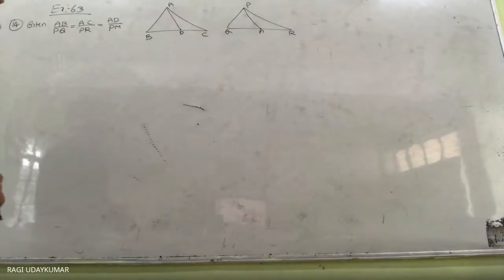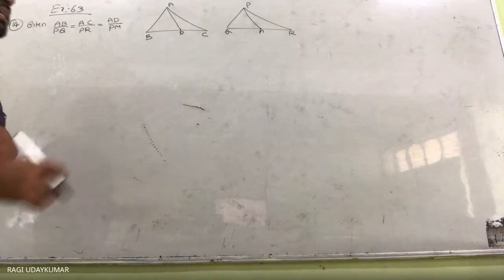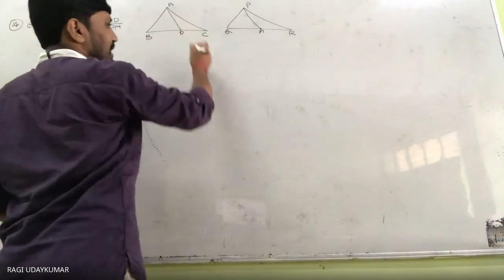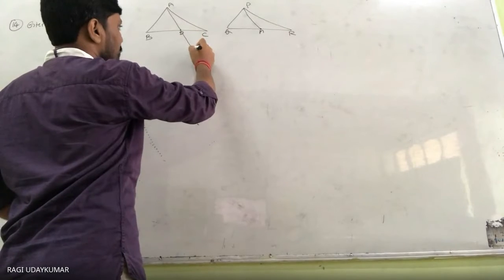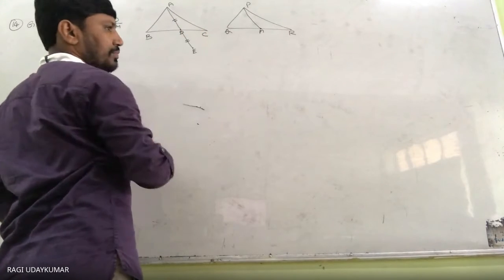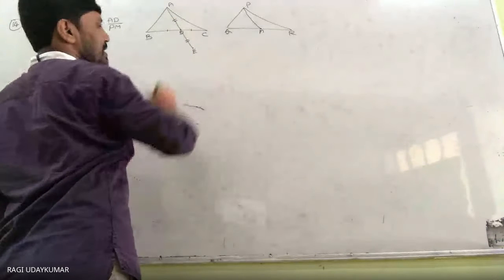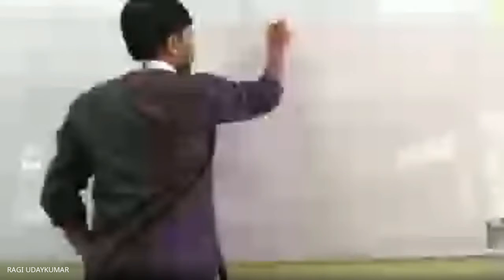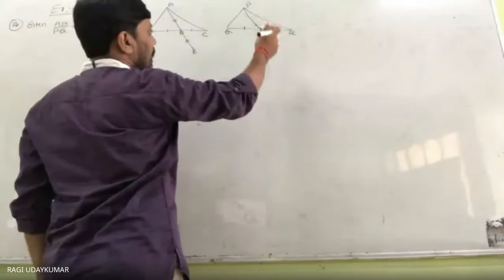Normally whenever you see this, to do it, better we construct a little bit. You extend AD to the point E such that AD is equal to DE. D is the midpoint, so these are equal here. In the same way, in the other triangle also, you extend it to PM. Extend AD to E such that AD is equal to DE.